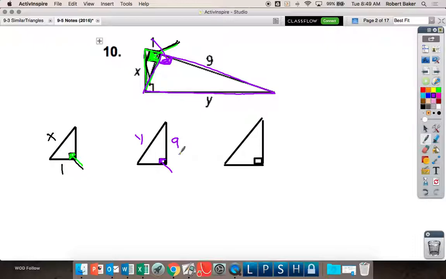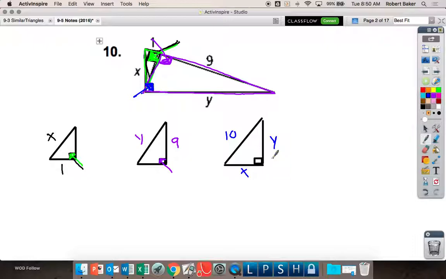Then for the big triangle, I'll do that one in blue. It points to the hypotenuse. What is the total length of the hypotenuse? 10, because 1 and 9 make 10. Then the short leg, the long leg. So that's how your proportions should be set up, or how your triangle should be set up.